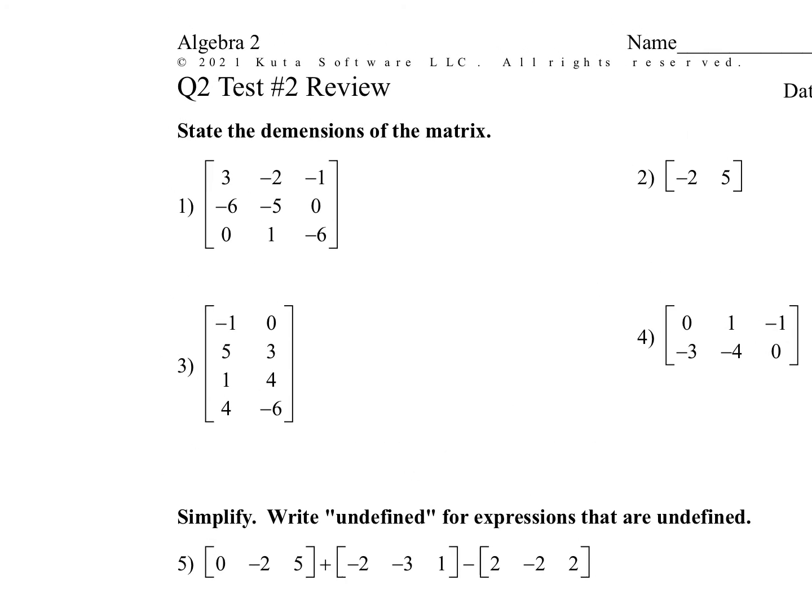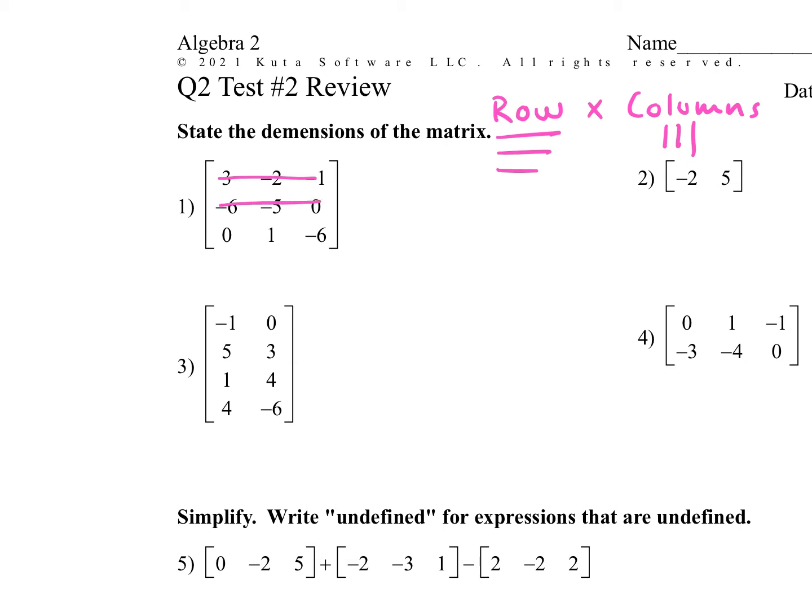So first we have to state the dimensions of the matrix. Remember, the dimensions are rows by columns. Rows go sideways, columns go up and down. So here we have 1, 2, 3 rows and 3 columns. So this would be a 3 by 3.